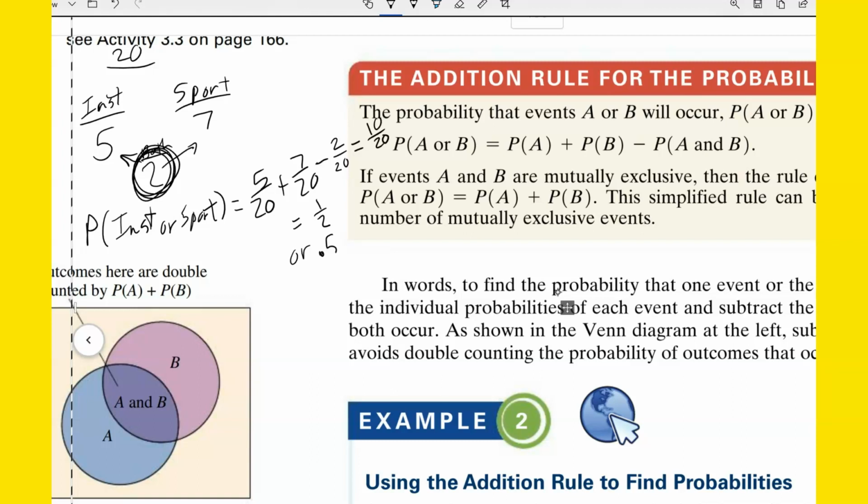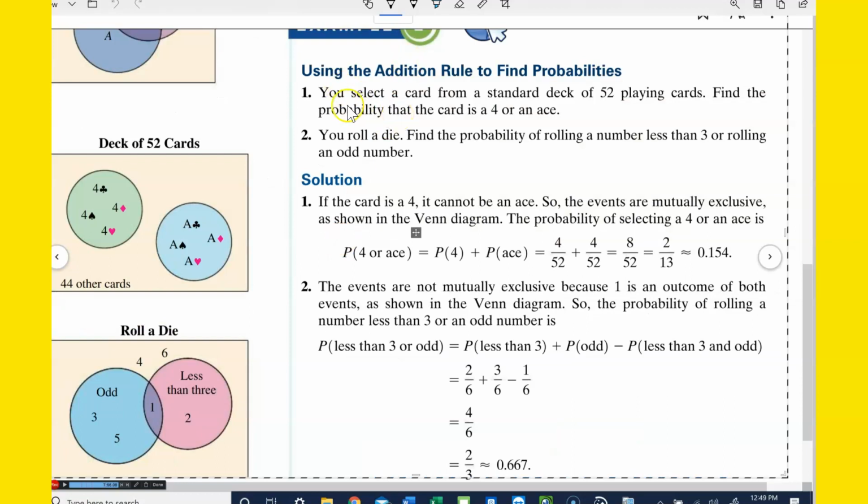Okay. Here are the examples from the book. You select a card from a standard deck of 52 playing cards. Find the probability that the card is a 4 or an ace. All right, a 4 or an ace. What we could do there is say, what's the probability that it's a 4? Well, there's 4 4s in the deck, so 4 out of 52.